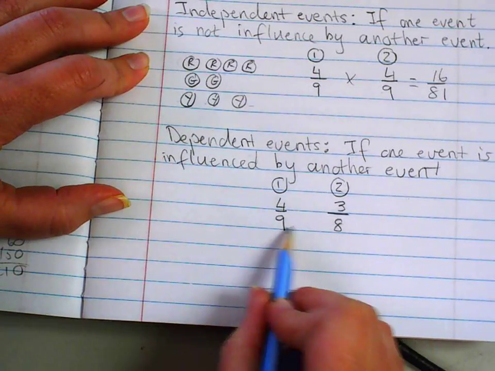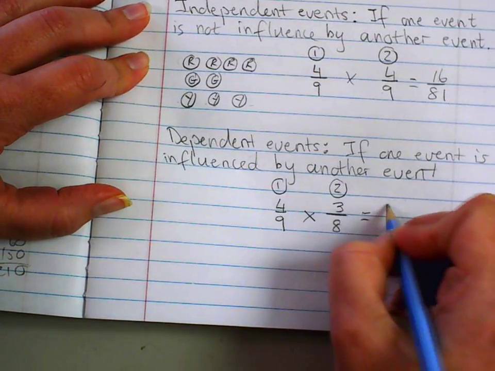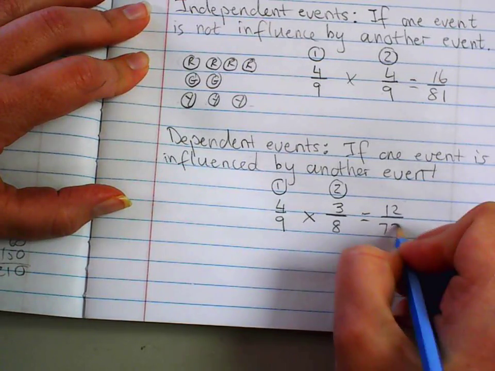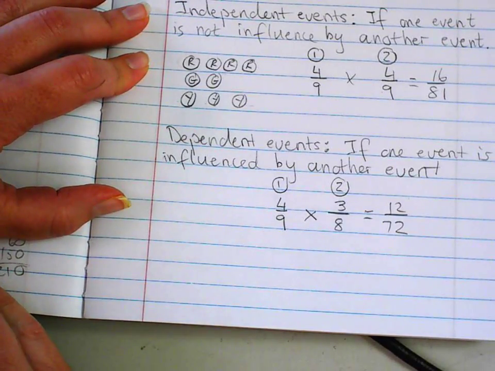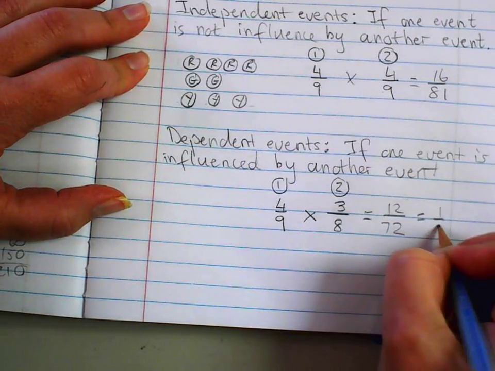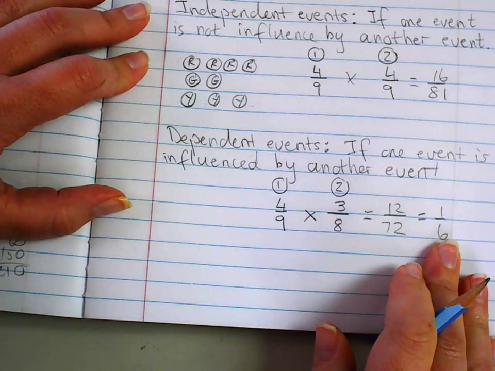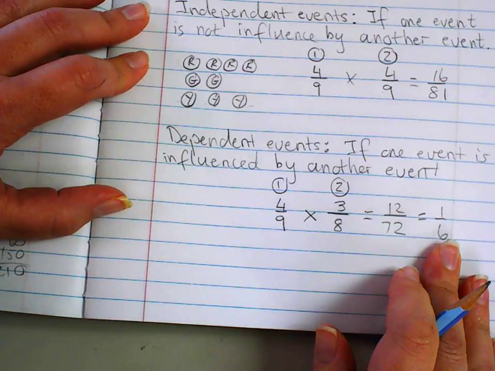Here are my 2 fractions I'm working with. Multiply, top times top, bottom times bottom. I get 12 over 72. Can I reduce that? Of course I can. 1 over 6. I have 1 out of 6 chances of pulling a red, keeping it, and pulling another red.